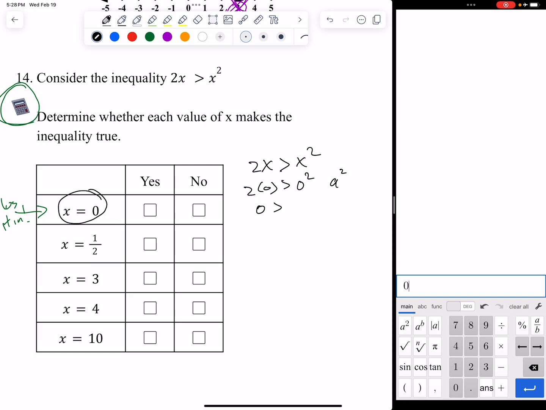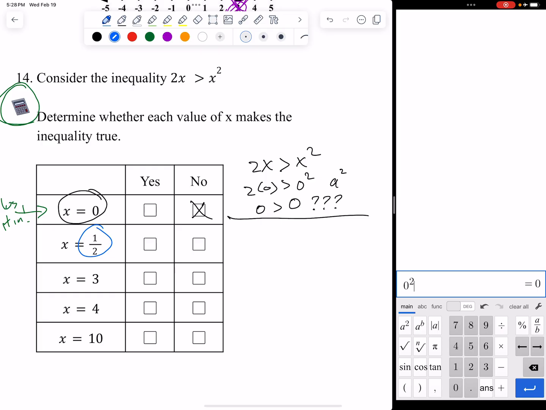Let's start with the 0. And then if I press that 2, oh, now it looks nice. So 0 to the second power is 0. So what do I have here? Is 0 bigger than 0? No. And that's it. That's all we're doing. We're just checking each one.